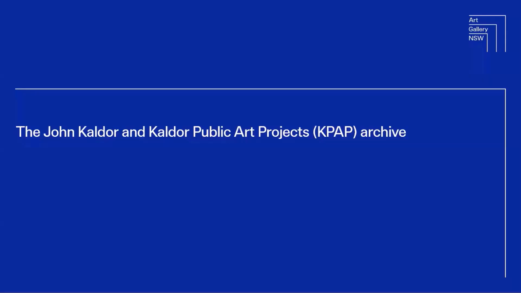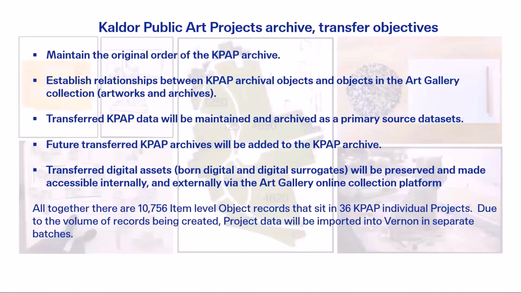Kaldor Public Art Projects Archive. So the main objectives of this archive were to maintain the original order of the KPAP archive, establish relationships between the KPAP archive and the objects in the art collection, and that's including artworks and other archival materials in different archives, and maintain relationships between entities, that's people, organisations and events.